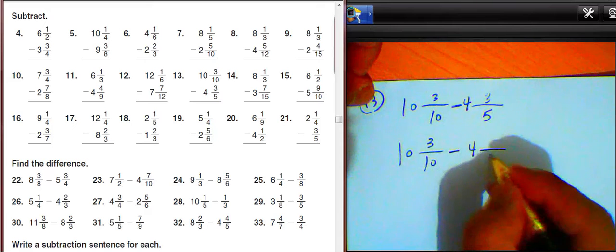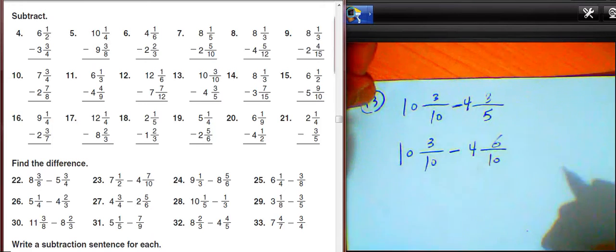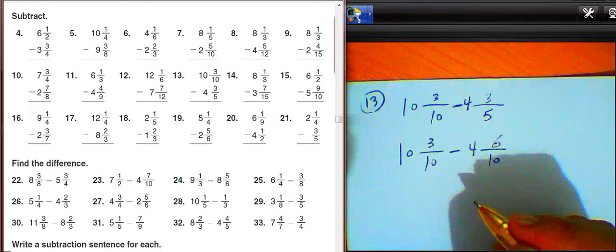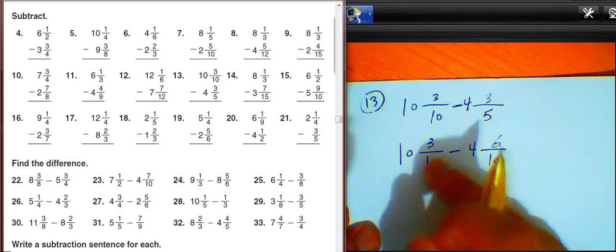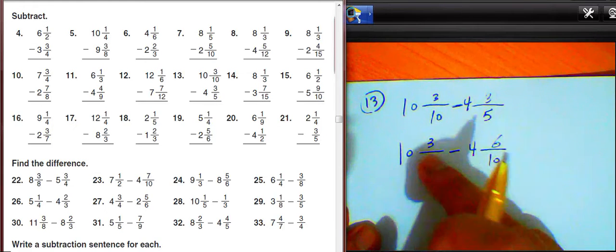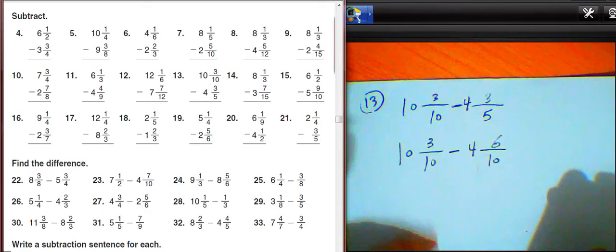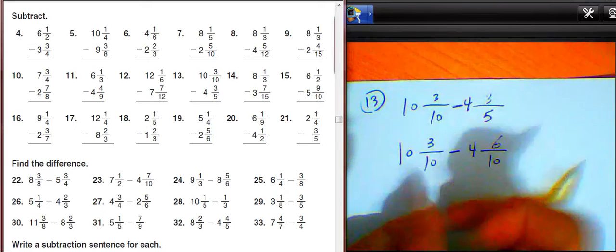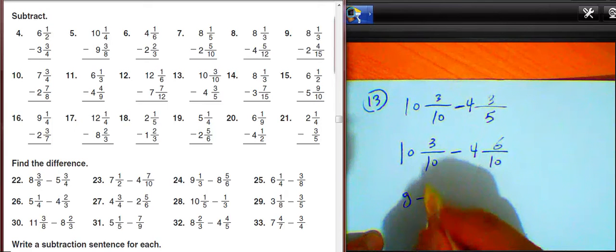2 times 5 equals 10, 2 times 3 equals 6, but we have the same problem. We can't find the result about 3 and 6, because 3 subtract 6 is negative, we can't do it. So we must convert this mixed number. Borrow 1 from 10 will be 9. 1 equals 10 over 10. 10 over 10 plus 3 over 10 equals 13 over 10.